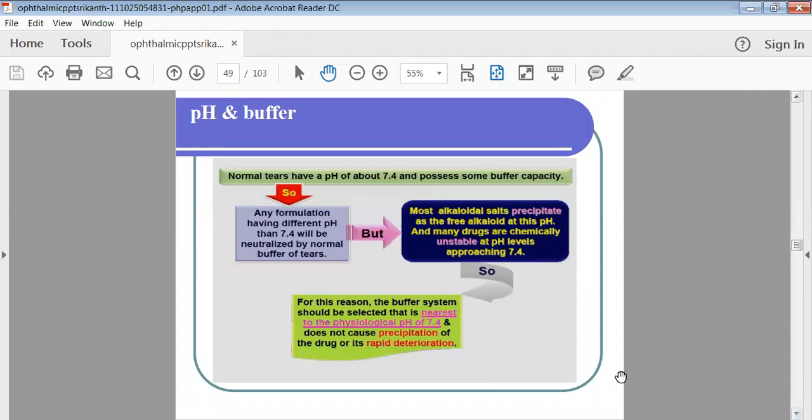But sometimes at pH 7.4, some drugs like alkaloids may precipitate because they do not have suitable solubility at 7.4 pH. In that case, they may become unstable and are not chemically useful for your treatment purpose. So in that case, we have to select a buffering system which can maintain their solubility throughout the life of that product, and it may also avoid irritation of your eyes.